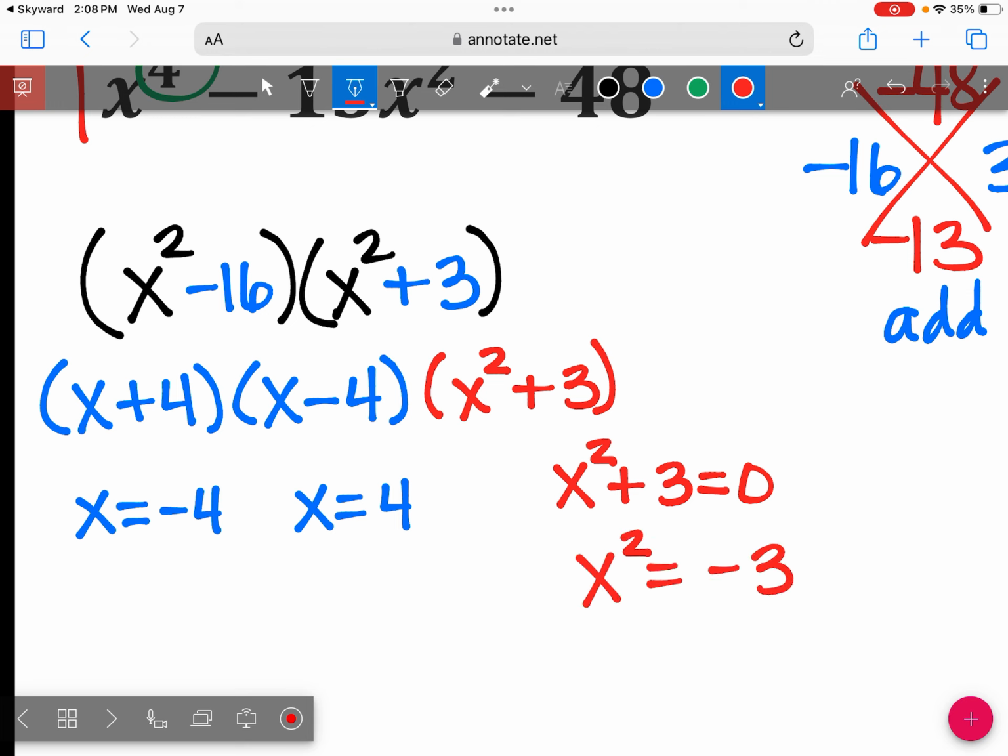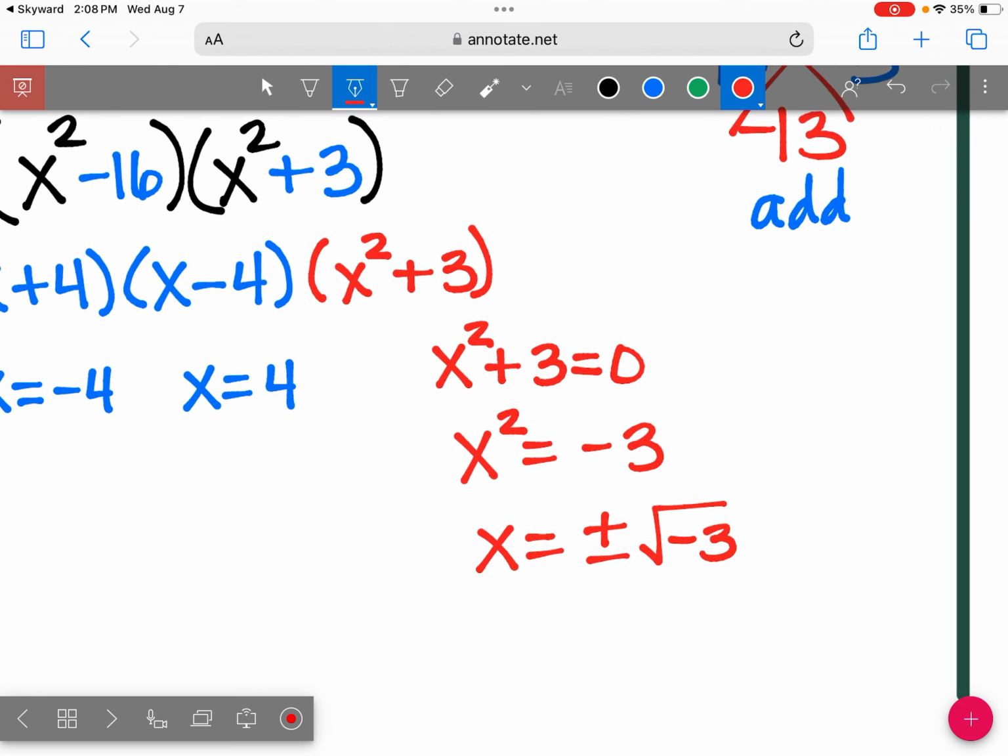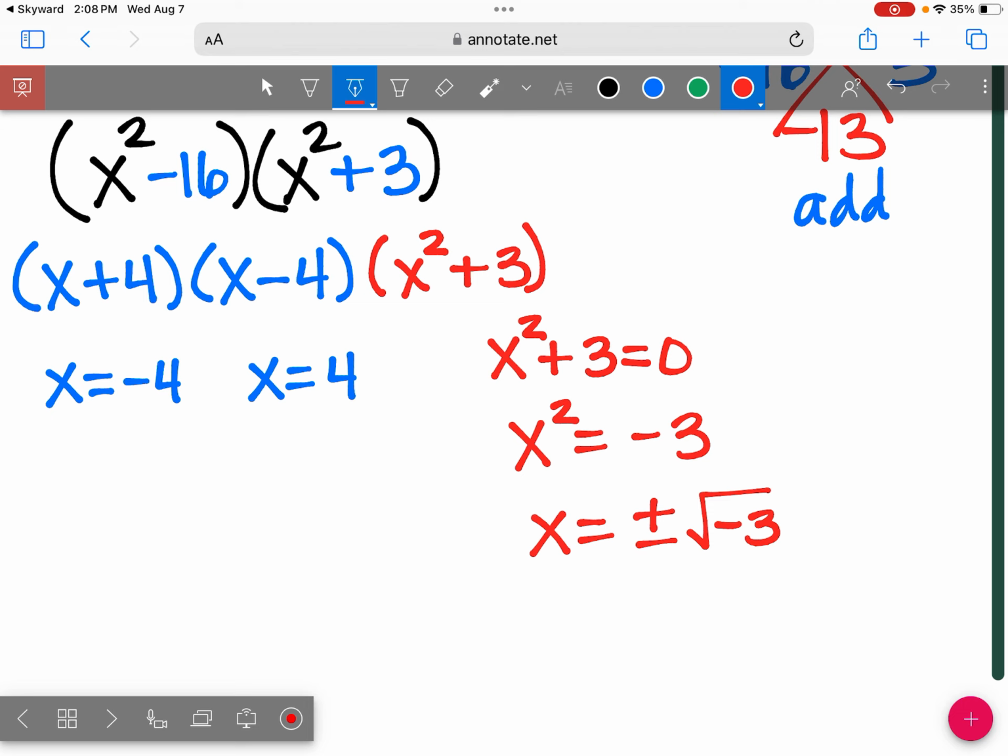And then how do you get rid of a square? I mean, a square root. So x equals plus or minus. Every time you take a square root and you're solving, you have to put plus or minus. Now normally that would be okay, but we have a problem. The problem is we have a negative underneath a square root. We can never leave a negative under a square root. We have to take it out every single time. So we're going to separate that. Negative 1 times 3. And what is the square root of negative 1?